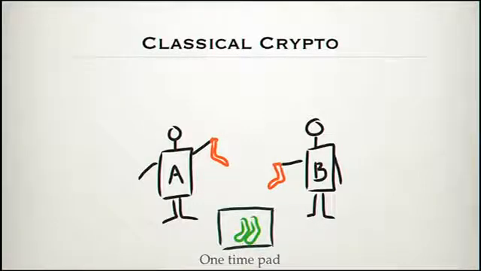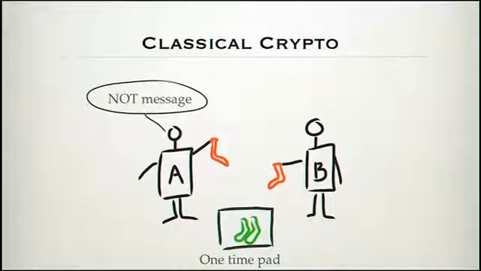The secret key is the color of the socks. And since she picked the red one, she knows the code: if she picks a red sock, she transmits the opposite of the message. She says, not message. And then Bob knows also the code.